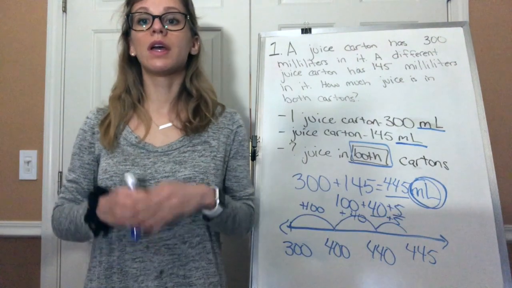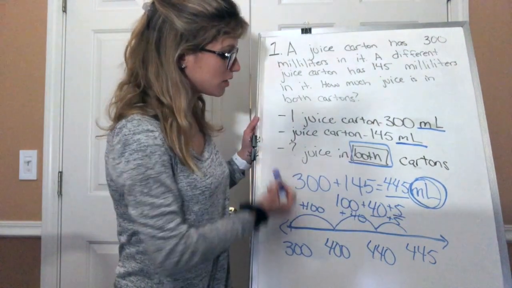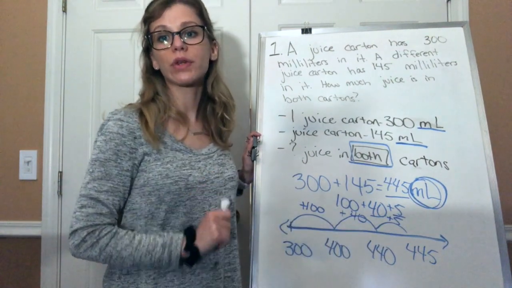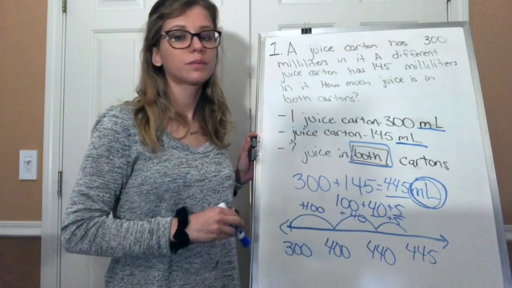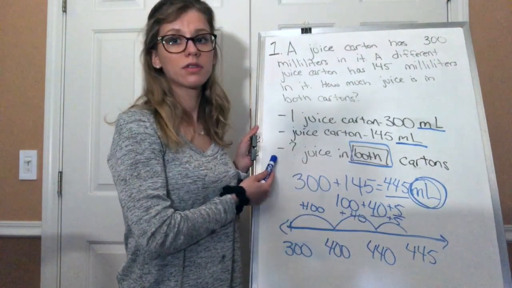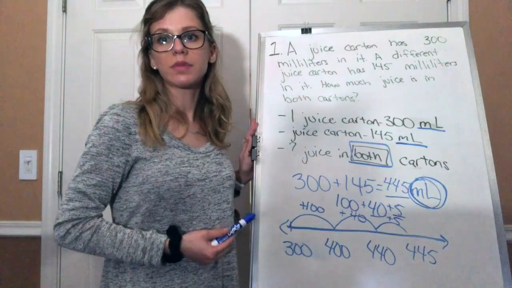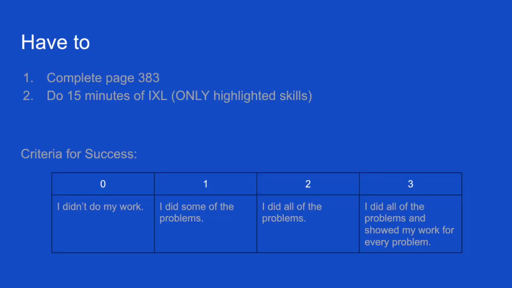What I want you to do is just how we wrote the rules and showed our work using a number line, I want you to complete the rest of 383. Make sure you write your rules and show your work using a number line for the rest of these problems. So now I'm going to read your have to. So your have to today is to complete 383, and then you're going to do 15 minutes of IXL, and that's only the highlighted skills. Your criteria for success: in order to get a 3, you need to do all of the problems and show your work for every problem.